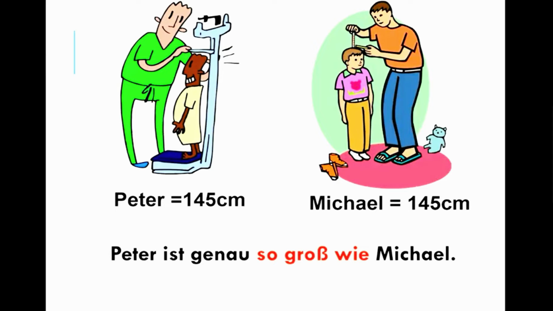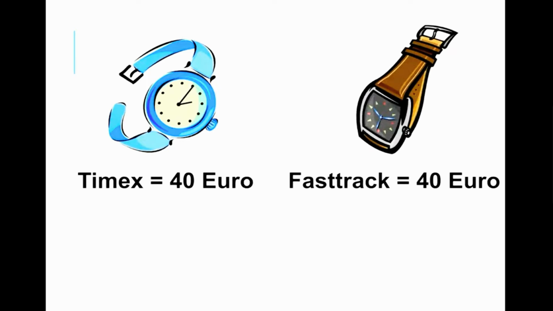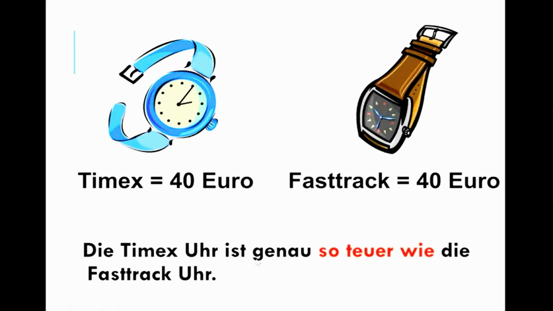Clear? Okay. Now let's look at another example. Here, Timex, 40 Euro. Fast Track, 40 Euro. Are they equal or teurer als? Gleich, ne? Genauso. Genauso teuer wie. The Timex is genauso teuer wie die Fast Track Uhr.